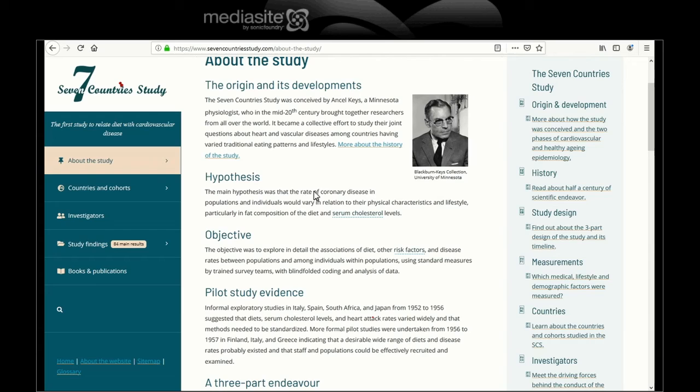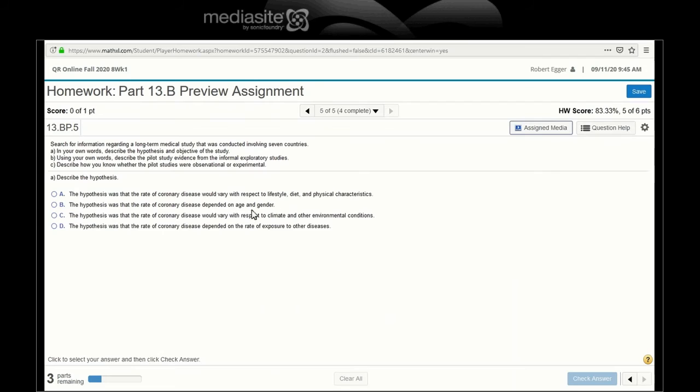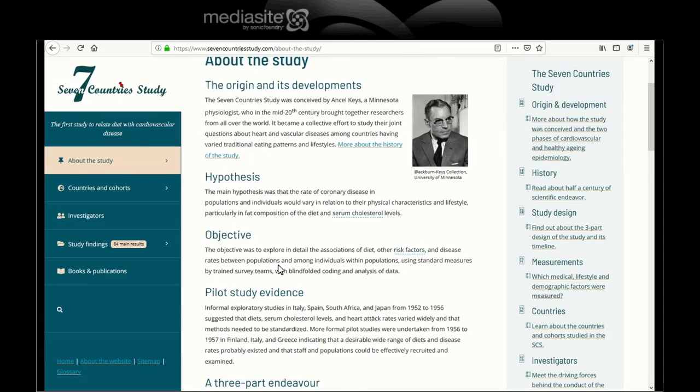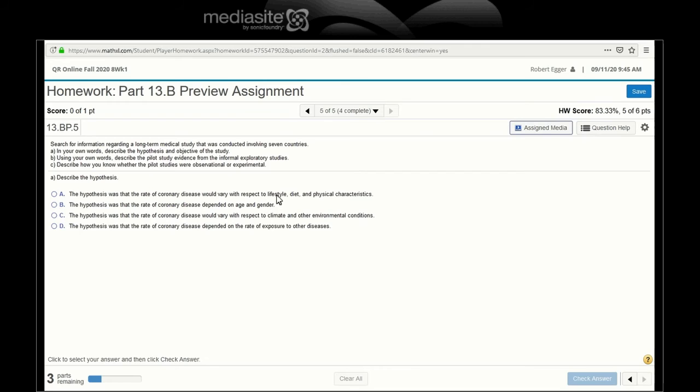The main hypothesis was that the rate of coronary disease, population and individual, is related to physical characteristics and lifestyle, particularly fat composition and serum cholesterol. Let's see what that one said. Characteristic and lifestyle. Physical, God, these are tongue twisters. Physical characteristics and lifestyle, and diet thrown in for good measure. All right.